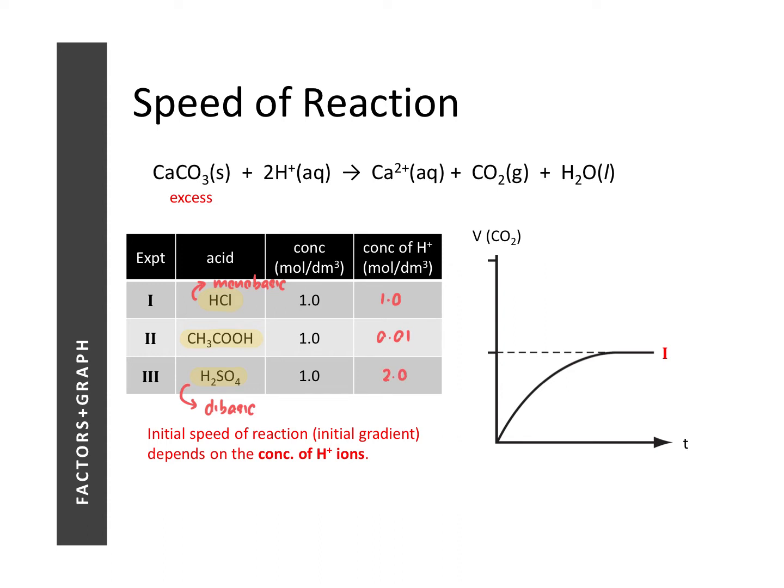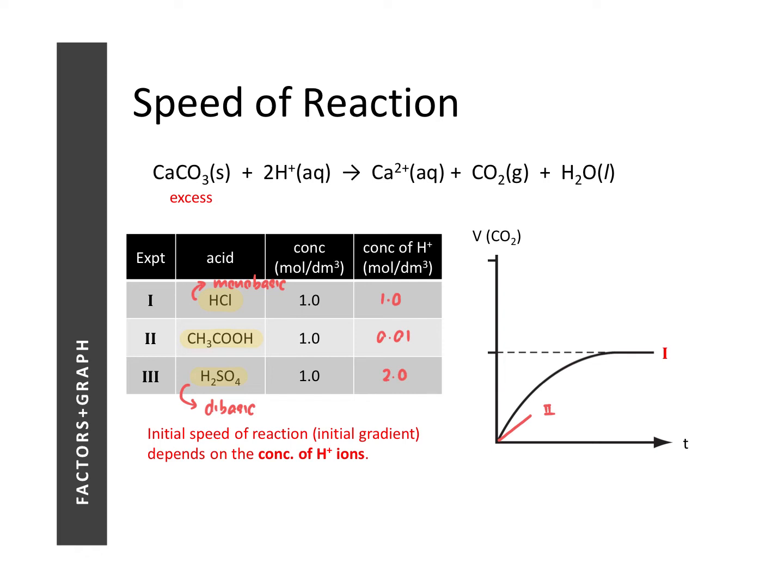Now that we have established the concentration of hydrogen ions for the 3 acids, we can then represent the initial speed of reactions in the graph by drawing in the relevant gradients. For experiment 2, since the concentration of hydrogen ions is very much lesser than experiment 1, we would expect the initial speed to be lower. We would expect the initial gradient to be less steep. So this is for experiment 2.